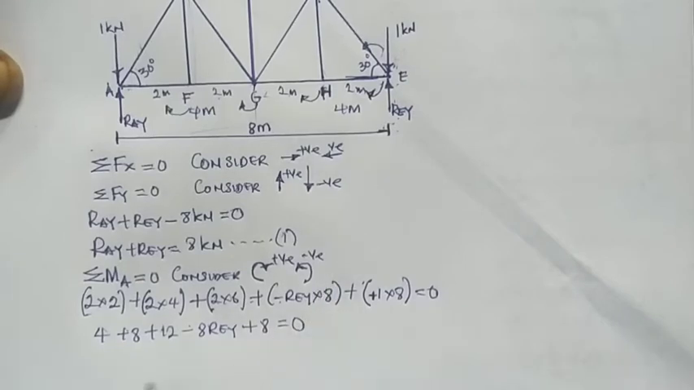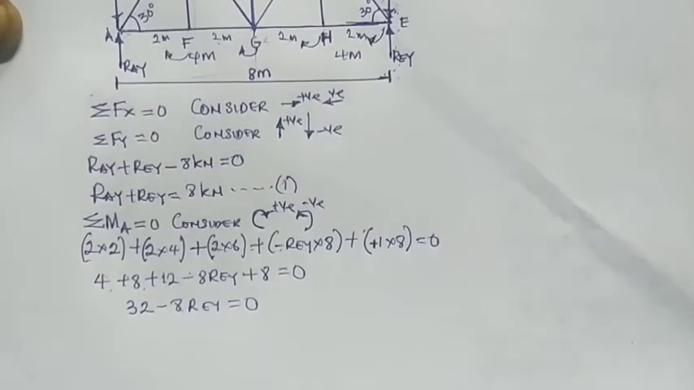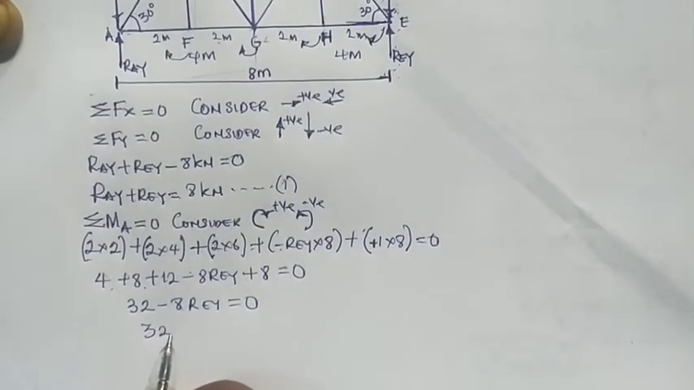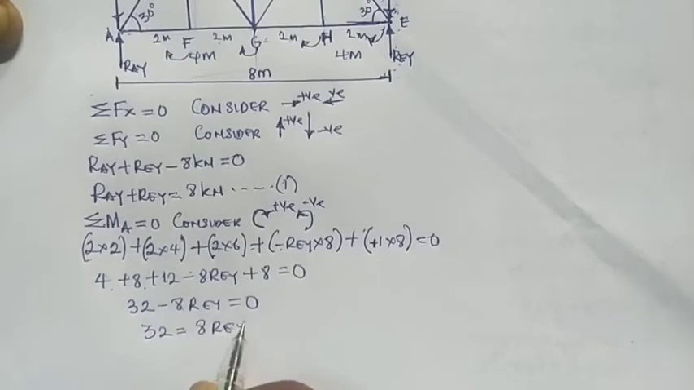Is that taken? Now 4 plus 8 is 12. 12 plus 12 is 24. 24 plus 8 is 32. So we're having 32 minus 8 REY is equal to 0, right? So we take this minus 8 REY to this side, we'll be having 32 is equals to 8 REY. We divide both sides by 8, so we'll be having 32 all over 8 is equals to REY.